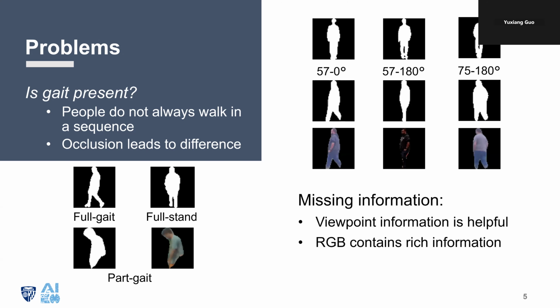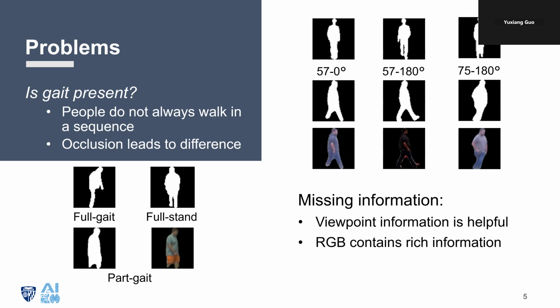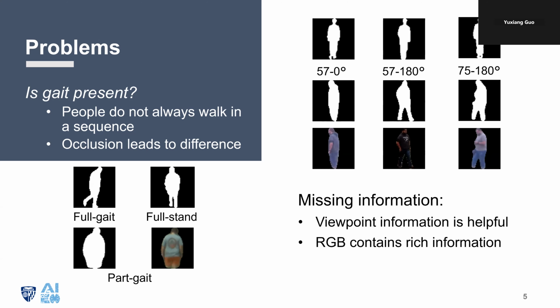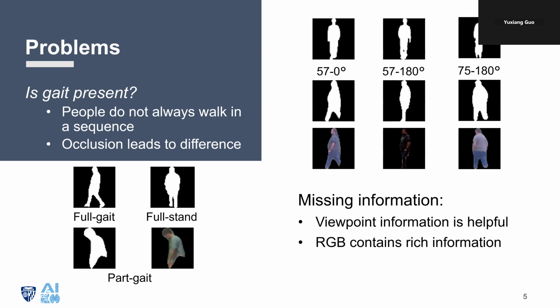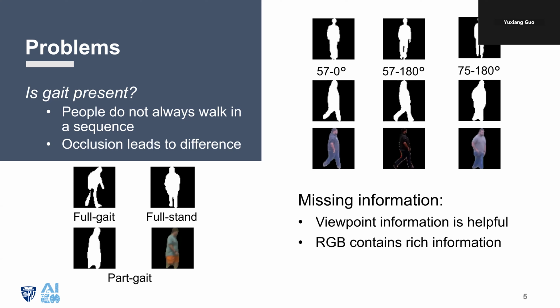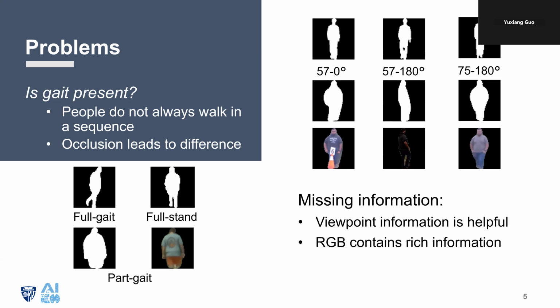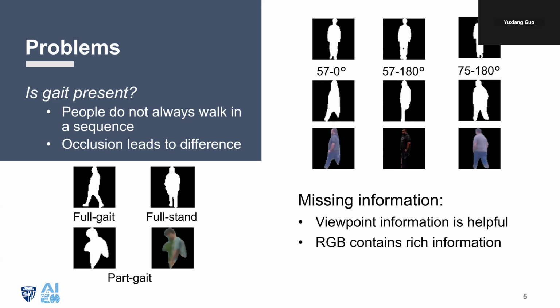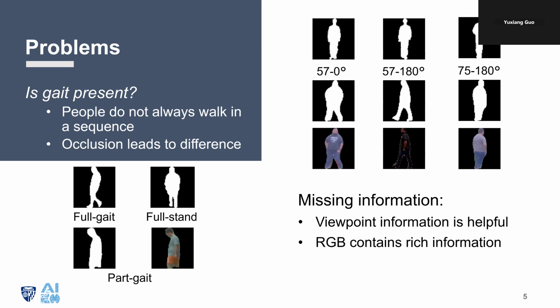Another problem is that we actually miss a lot of information during training. For example, the viewpoint information is helpful, but this information is missed. In this example, for 0 and 180 degrees, in one sequence the person comes toward you, and in the other the person goes away from you. But based on the normalized clip, they look the same. And also, RGB contains rich information, but we get rid of it. Like sometimes the arm is occluded by the body itself. For the silhouette, we cannot see it, but for RGB, we can see how the arms move.